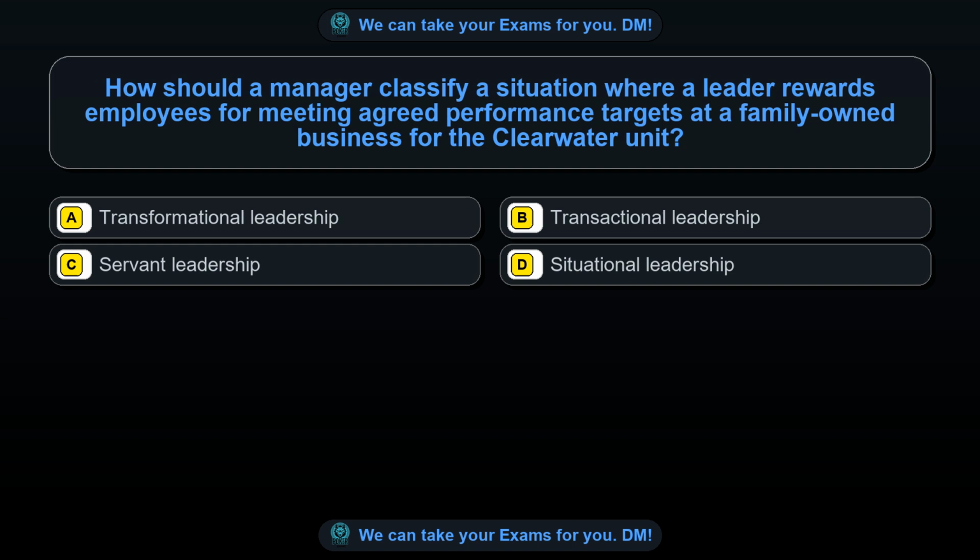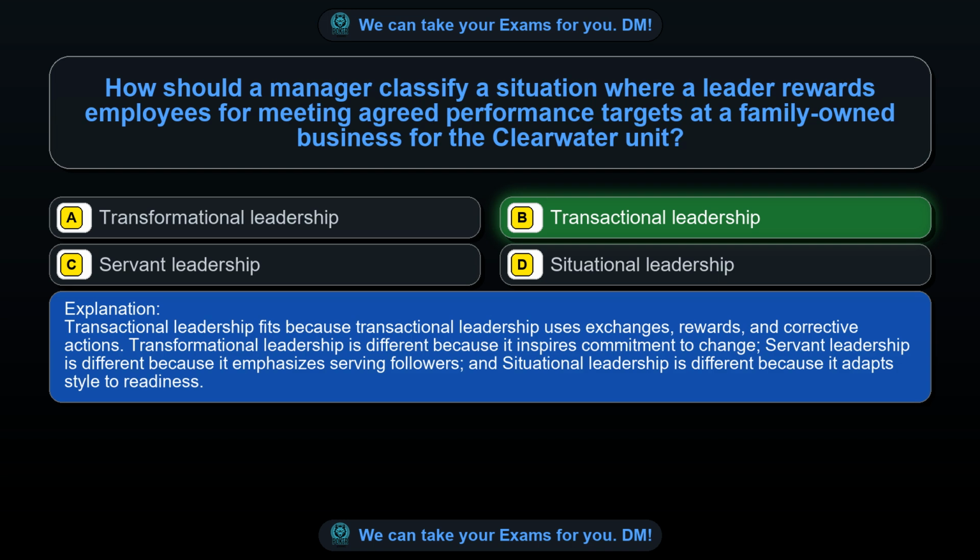Question 75. How should a manager classify a situation where a leader rewards employees for meeting agreed performance targets at a family-owned business for the Clearwater unit? Option A, transformational leadership. Option B, transactional leadership. Option C, servant leadership. Option D, situational leadership. The correct answer is option B, transactional leadership. Transactional leadership fits because transactional leadership uses exchanges, rewards, and corrective actions. Transformational leadership is different because it inspires commitment to change. Servant leadership is different because it emphasizes serving followers, and situational leadership is different because it adapts style to readiness.